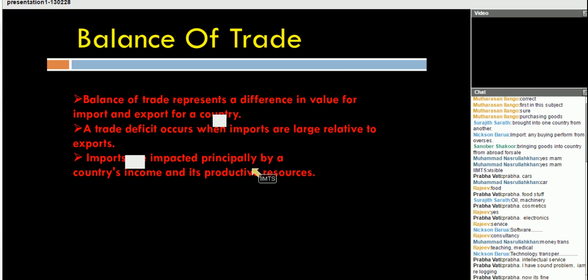So imports are impacted principally by a country's income and its productive resources. Like how much is our capacity to pay to a foreign country, and how well are we utilizing our own productive resources. That all is taken into consideration before taking such important decisions.